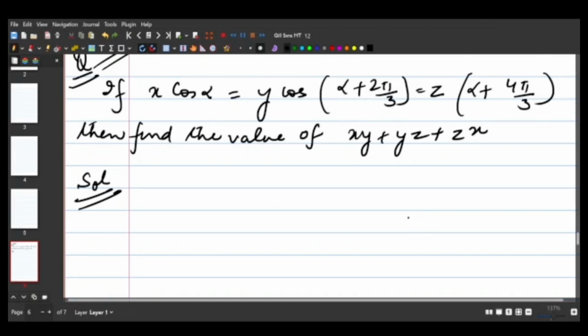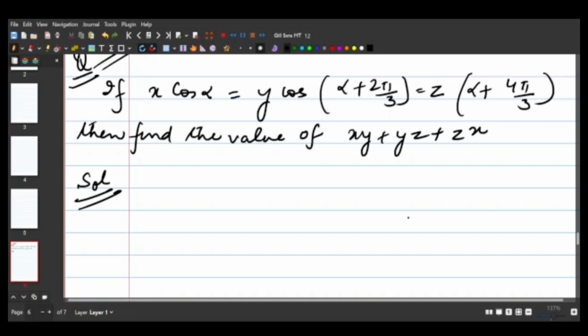done here? It's given to you that x cos alpha is equal to y cos(alpha plus 2 pi upon 3) is equal to z cos(alpha plus 4 pi upon 3). This is given to you, and we have to find out the value of xy + yz + zx, right? So normally we think somehow we should get the value of x, we will put it here, we will put the value of y, z, then we will calculate.